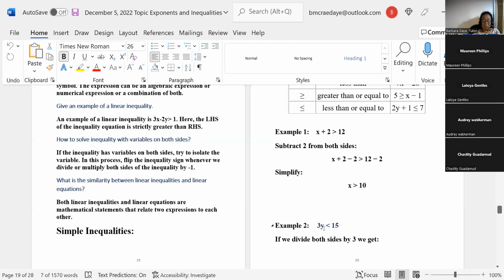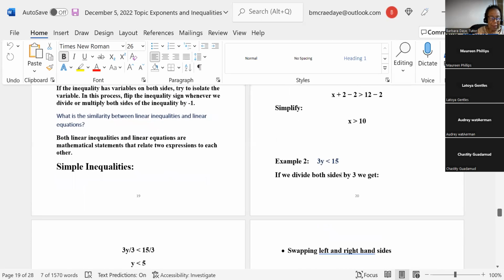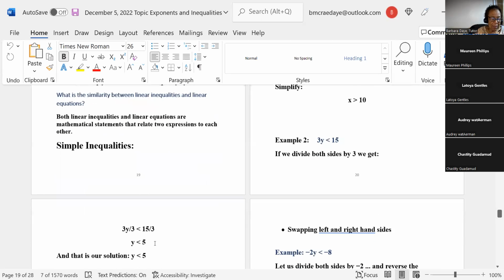Here's another one: 3y less than 15. What did we do with the 3? It's a multiplication, so what do we do? We divide. So we divide both sides by 3 and we get y less than 5. There's your answer, y less than 5.